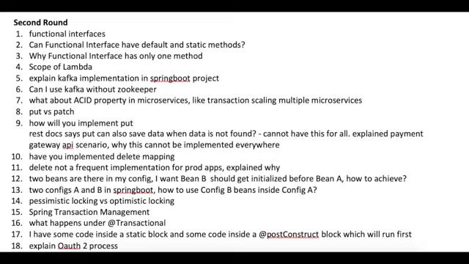Then the next question was about the scope of lambda. He was asking what is the scope of a lambda and what can I really do inside a lambda function. You can give some examples. For example, local variables in a method can be used inside a lambda, but they have to be effectively final. What do you mean by effectively final?